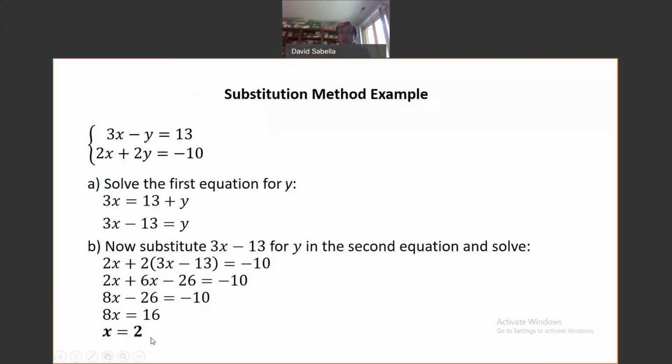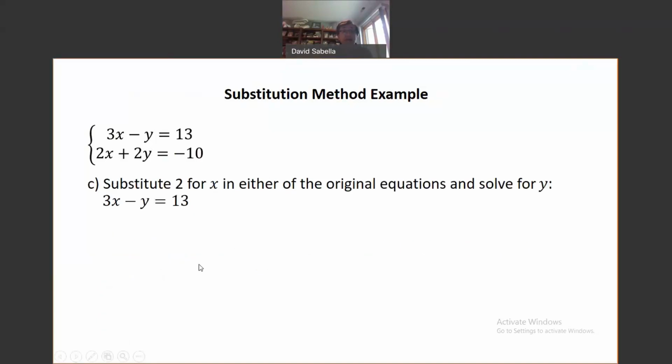Remember, our solution is going to be a point, an x and a y value. We have the x. Now let's find y. And to do that, we can take that x equals 2, substitute it in either of the two equations, either one. Why? Because we used the first equation to find y and the second equation to find the value for x.